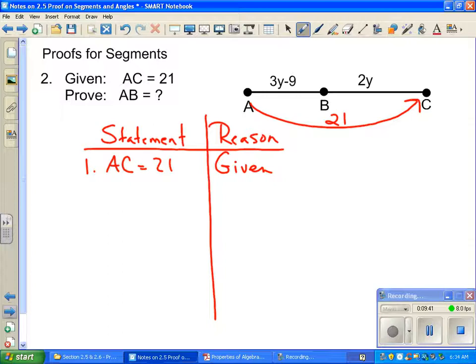So there's our given. We've listed that. So let's think about if we weren't doing a proof, what would we do with this? Well, we've been studying that, we have problems that are equal to each other. They add up to 90, they add up to 180.